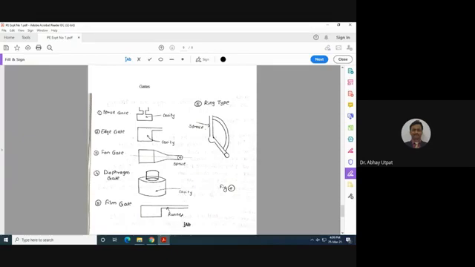Then film gate. Film gate is flat as like film. Last one is runner gate. Hope you have taken the screenshot. So figure 6 shows types of gates.